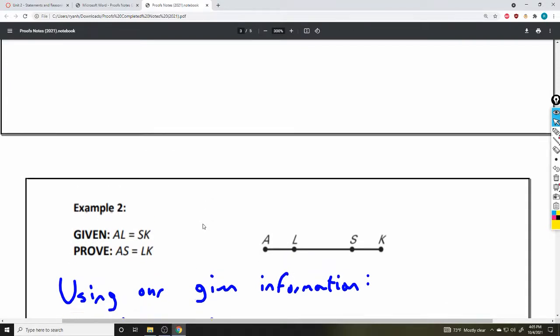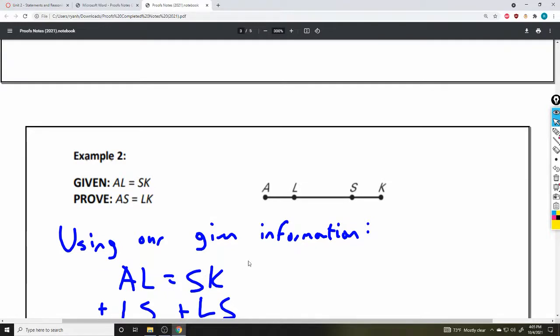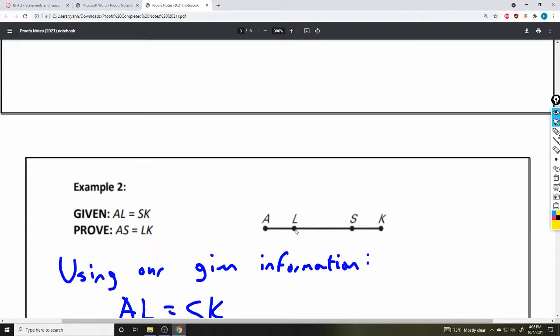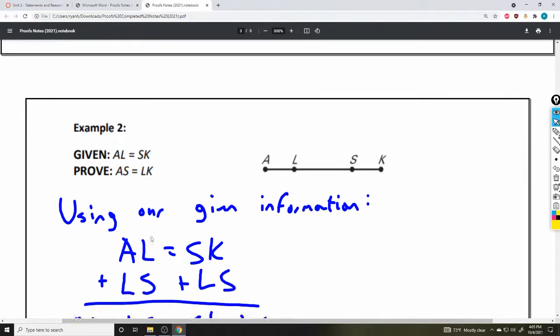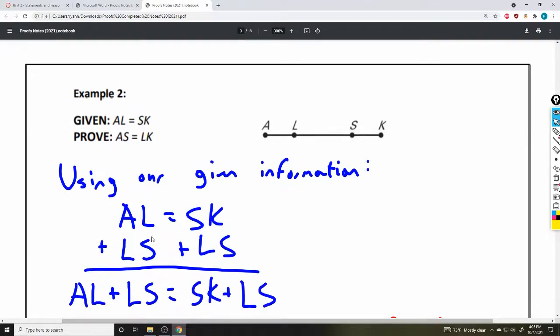Using our given information, I'm explaining why we are setting up A to L equal to S to K. I can do that because that's the information I was told. Then I know I'm going to use this common side L to S to get to A to S and to get to L to K. So I'm going to set that up by adding L to S to both sides of the equation. Since it's the same thing, I can add it to both sides. That is allowed. That is a legal move in mathematics: add the same thing to both sides of an equation.